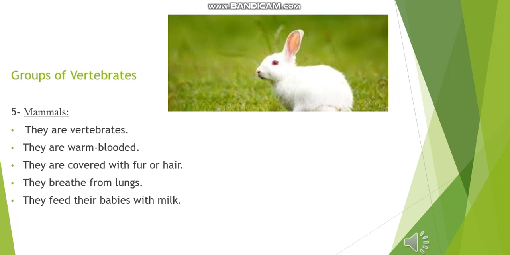The last group, mammals. We have a lot of examples of mammals. What are they? Rabbits, bears, dogs, cats. What do you know about mammals? Mammals are vertebrates. They are warm-blooded. They are covered with fur or hair. They can breathe from their lungs. And they are going to feed their babies with milk.